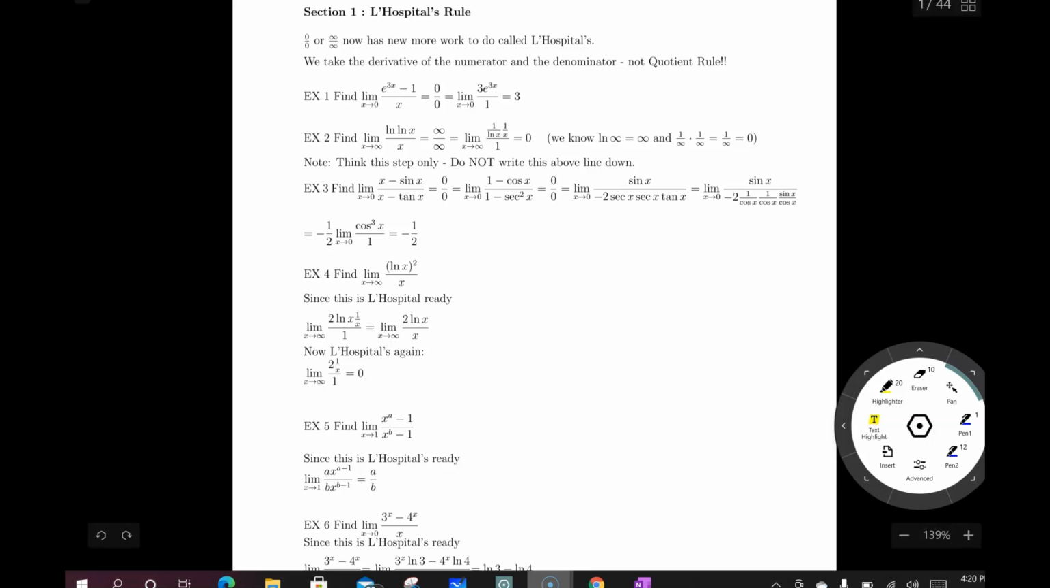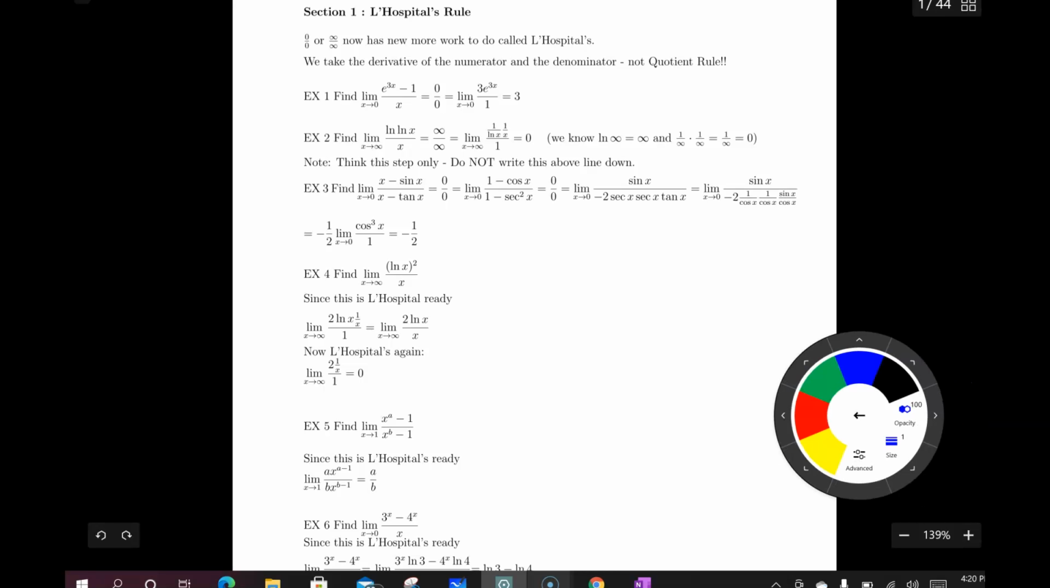Okay, we begin with L'Hopital's rule. So this is how you say it, L'Hopital's rule. L'Hopital's rule is used when taking a limit. When we're taking a limit and we get 0 over 0 or infinity over infinity, we know that means more work, but now we have a new way to do the more work.